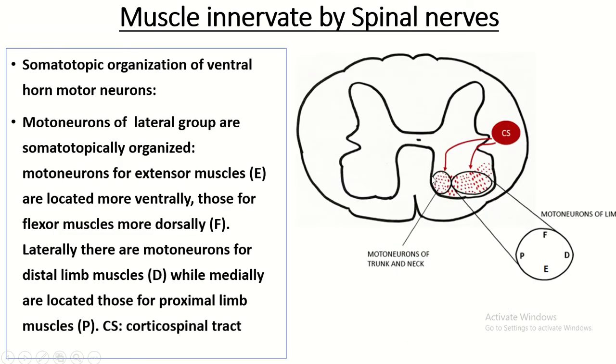A somatotopic arrangement is seen in the lateral nuclei group. You see the motor neurons of the extensor group located ventrally, and the flexor muscle group located dorsally. Laterally are the distal muscle groups, and the proximal muscle groups are present medially.